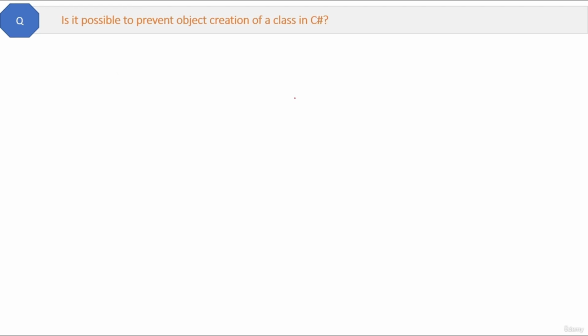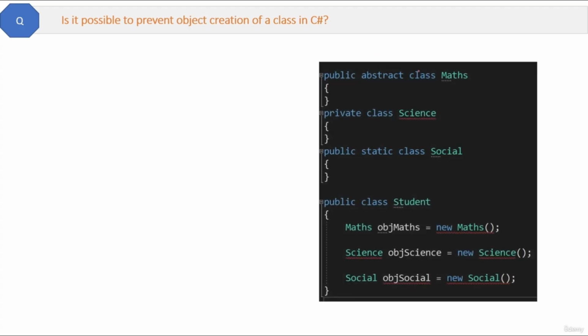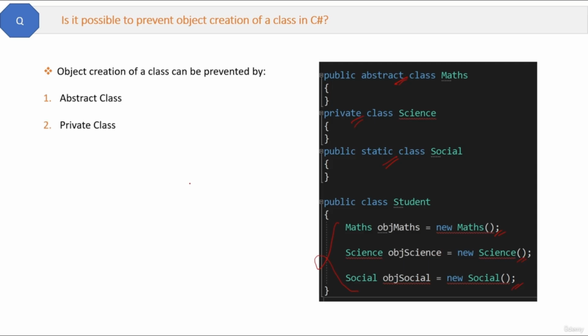A scenario-based question: is it possible to prevent object creation of a class in C Sharp? The answer is yes, it is possible. If you see the code here, we have three classes: abstract class, private class, and static class. If you try to create the object of any of these classes, the compiler will give a build error and the build will fail. So we cannot create objects of abstract class, private class, and static class. And what is the use of these classes then? That we will discuss in upcoming videos.